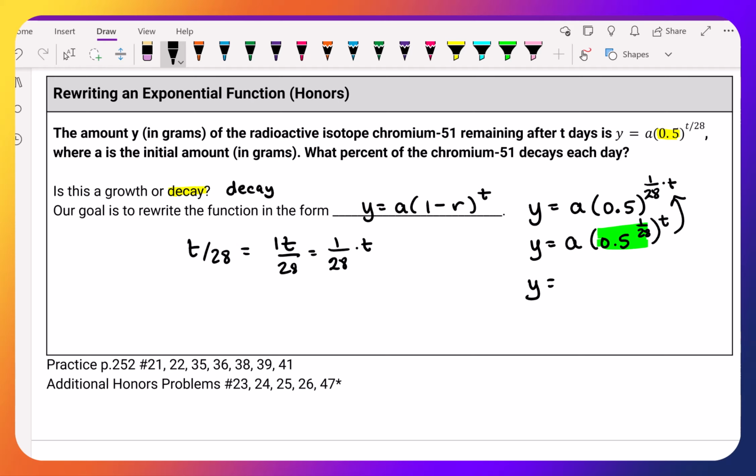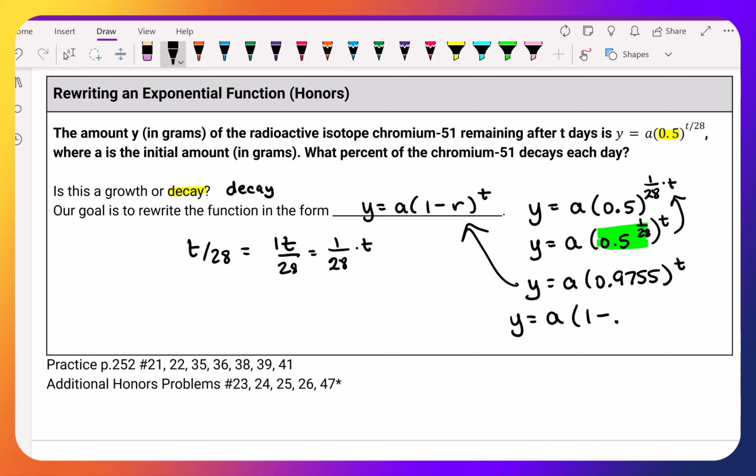So when you type it in your calculator, you get 0.9755. It's still going to be decay. It's just very clear as to how much you're going to lose. Now remember, we're almost here. We want to write this as something 1 minus. So 1 minus what number gives us 0.9755? Just take your calculator and do 1 minus 0.9755.